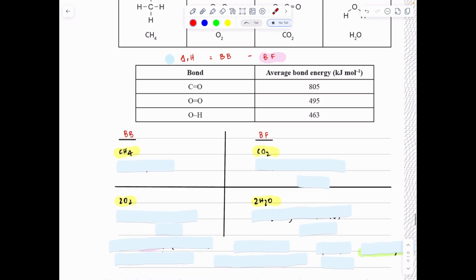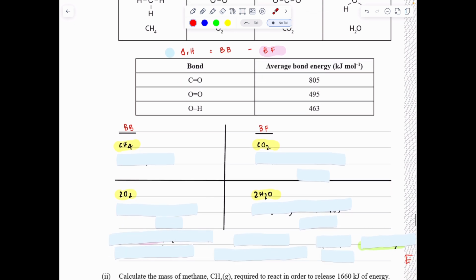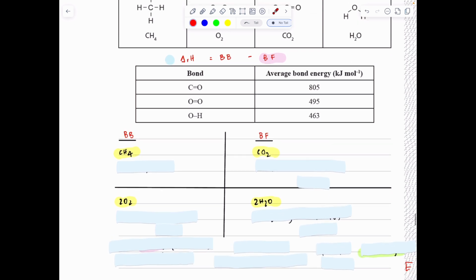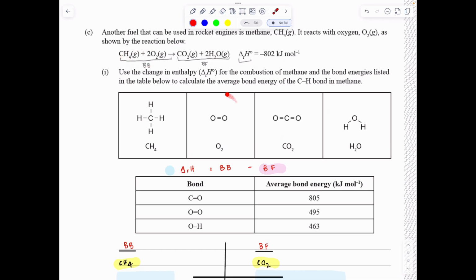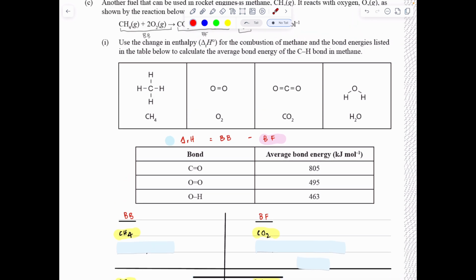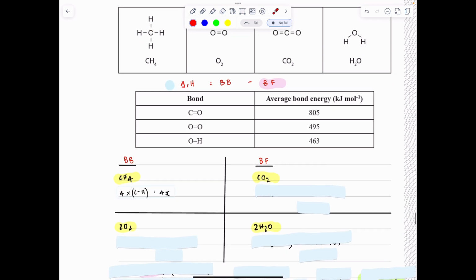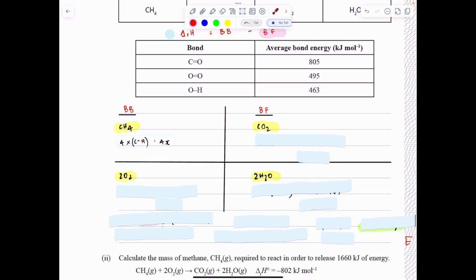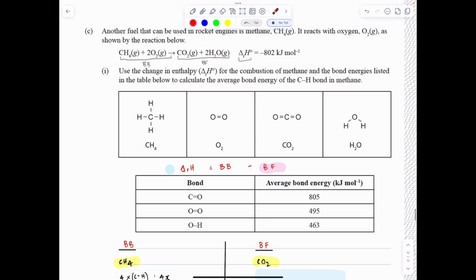So I've created a little bit of a structured response here, calculating everything nice and clearly. And so bonds broken, let's calculate all the bonds broken, which is everything on this side. They've drawn diagrams for us here. So CH4, it's got 1, 2, 3, 4 CH bonds. So it's 4 times CH bond, but because we don't know what the CH bond energy value is, I've written that as X. Now we've also got 2 O2 molecules.